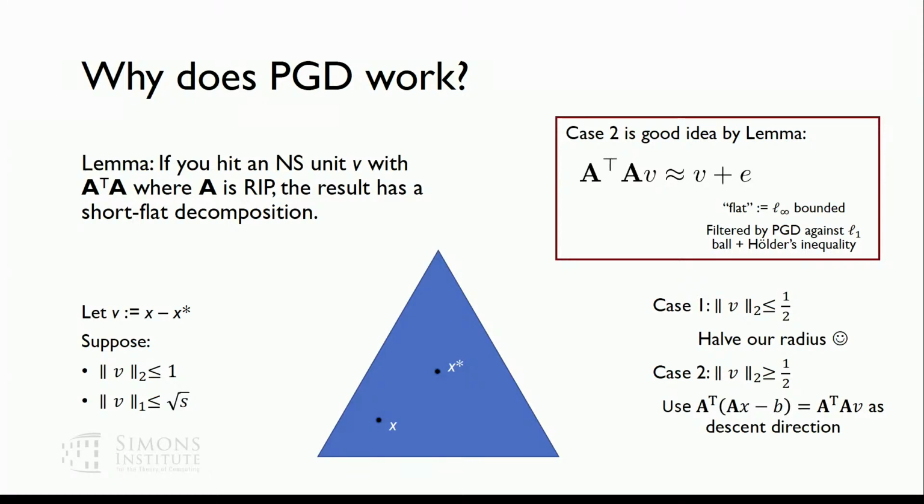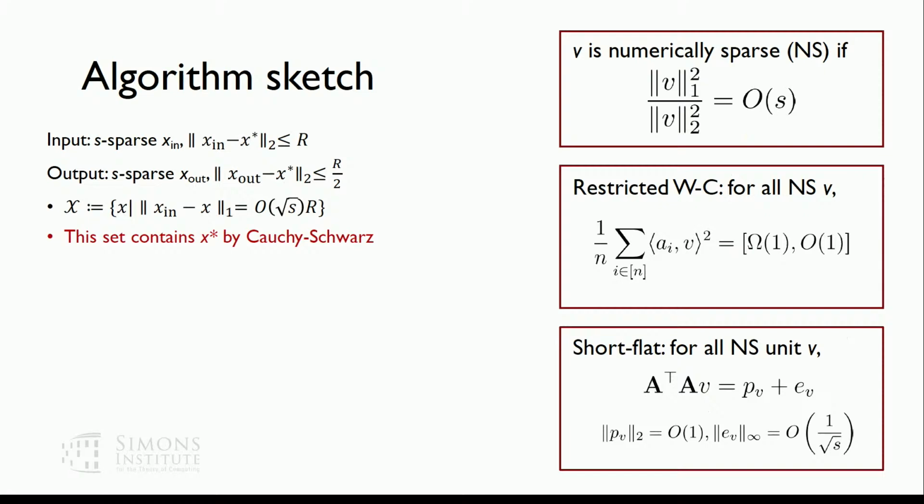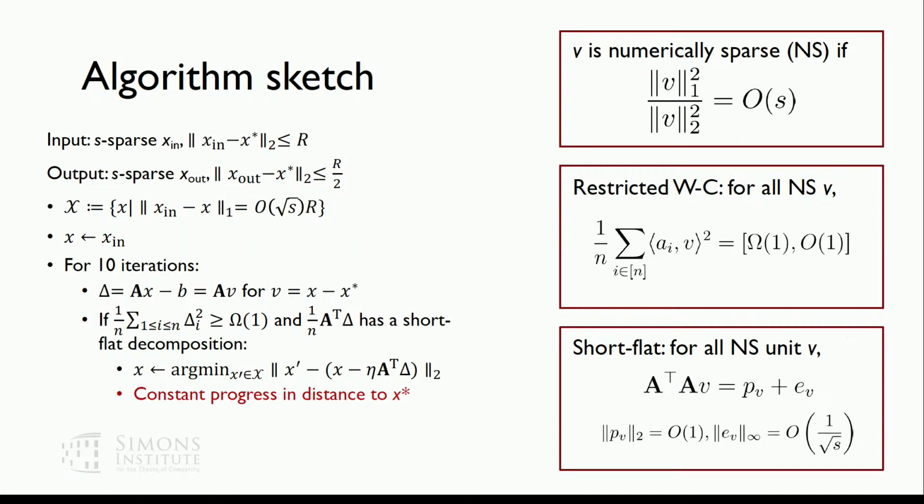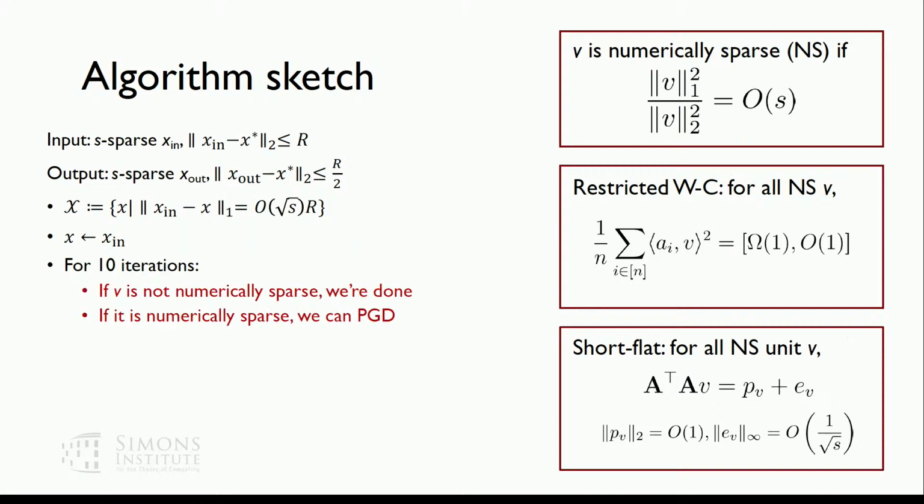And this is by Holder's inequality. Okay, so I'm going to skip over this a little bit, but the idea is you start by drawing an L1 ball around your current point. If you're not numerically sparse, the only reason you could have been not numerically sparse is because the denominator got smaller than you think it is. And that means you have the L2 radius and you can move on.